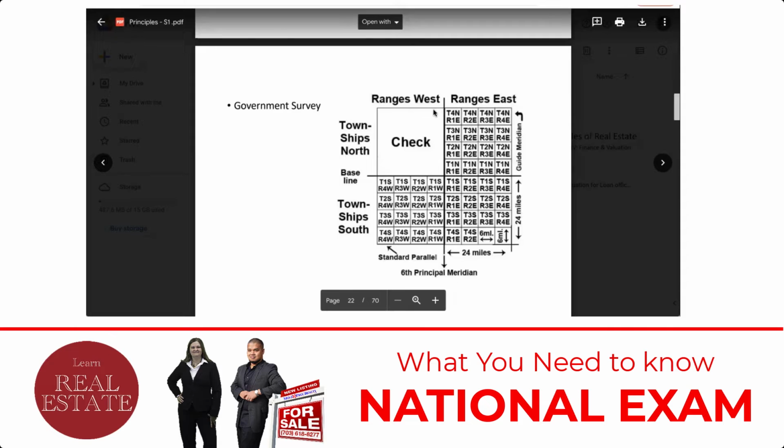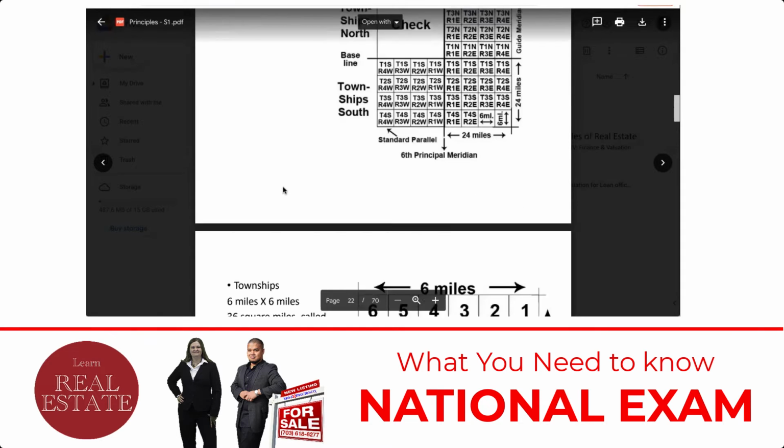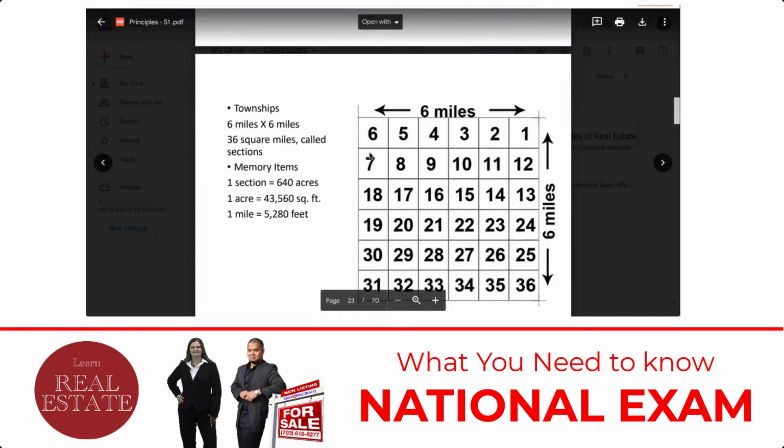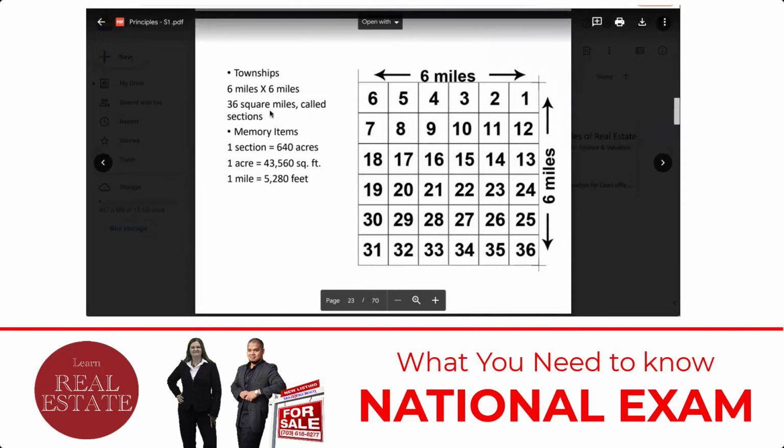Okay. There are 4 townships inside of a check. So you can see this, right? This is called a township. And within each township, there are sections. So these are sections. Okay. Let's go down to our next page. So the township is 6 by 6 miles, which is called 36 square miles. And there are 36 sections in that township.